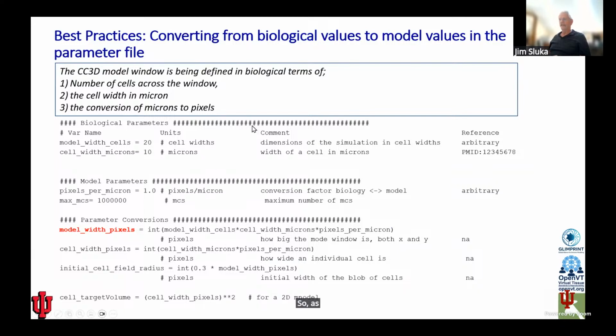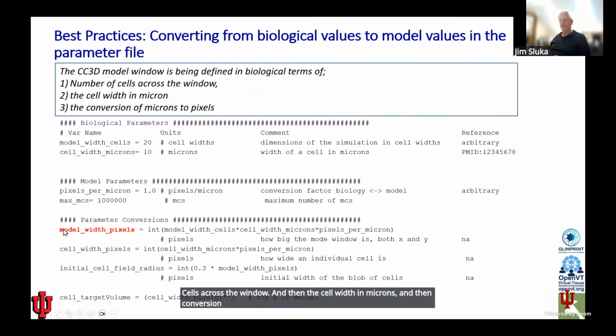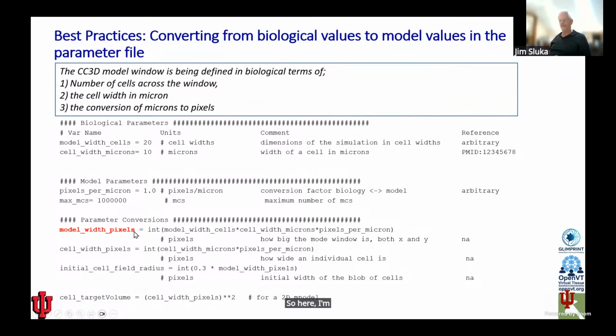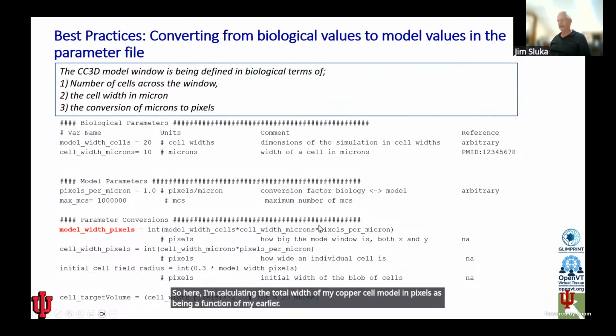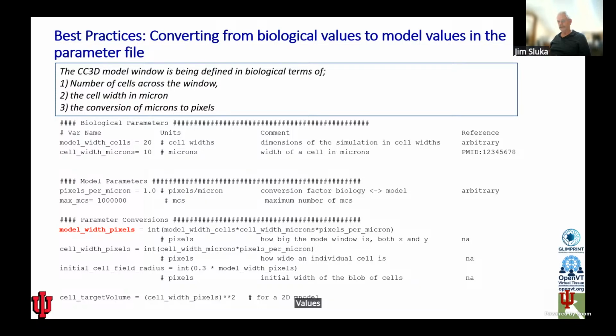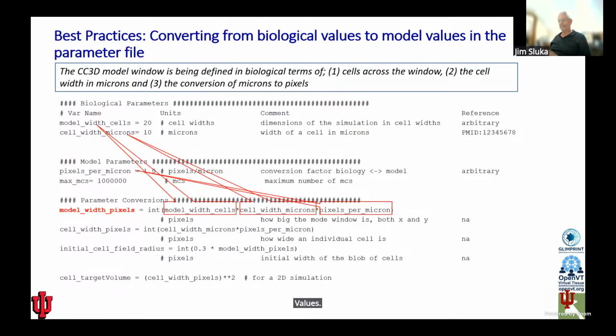So as I said, this is an approach of defining your model in the number of cells across the window, and then the cell width in microns, and then conversion of microns to pixels. So here I'm calculating the total width of my CompuCell model in pixels as being a function of my earlier values. That's what I just said. So calculating something based on my basic parameters.